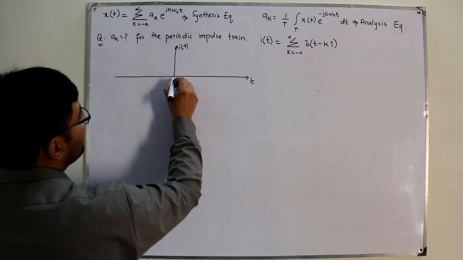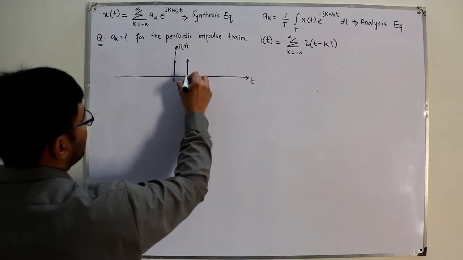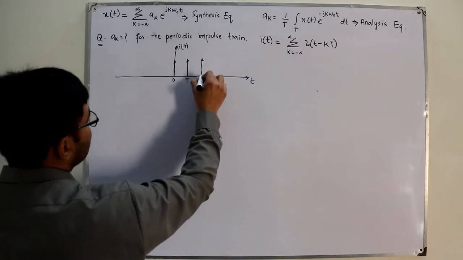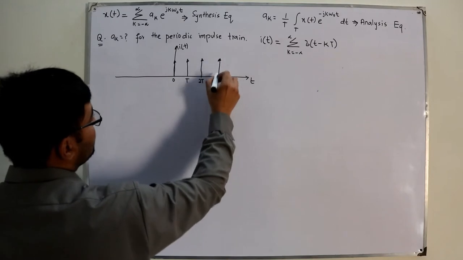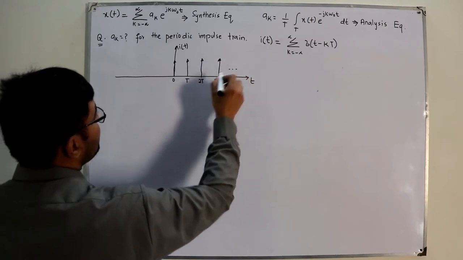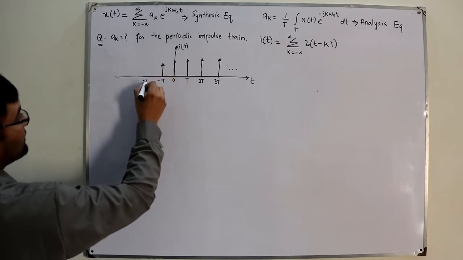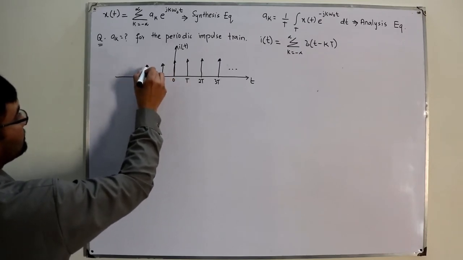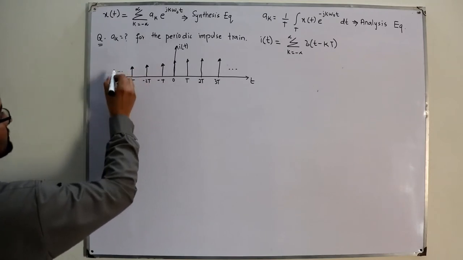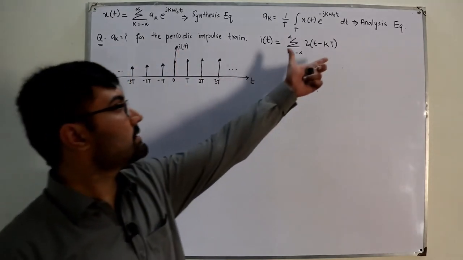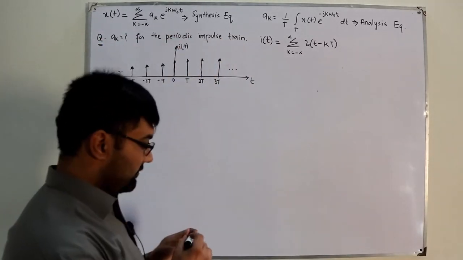So, what do you have? You have an impulse located at 0, an impulse located at plus T, 2T, 3T, and so on. Similarly, at negative T, at negative 2T, at negative 3T, and so on. This is what this formula suggests. And the summation is from negative infinity to positive infinity.